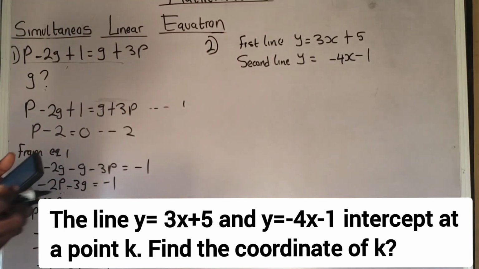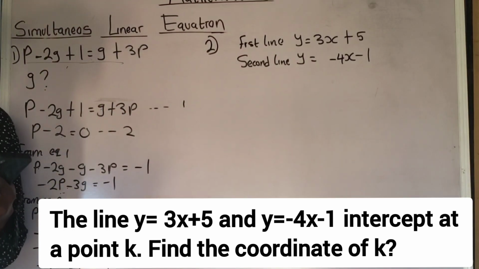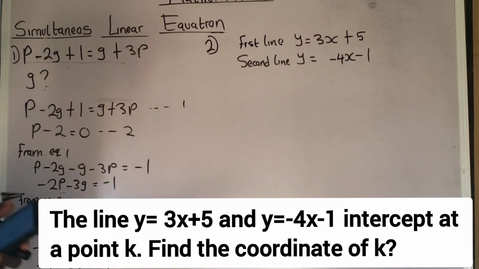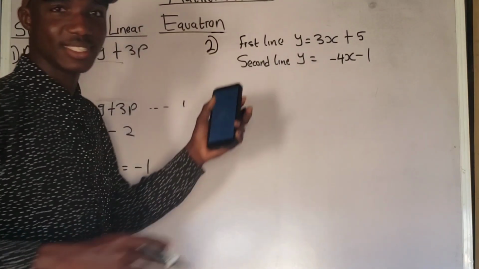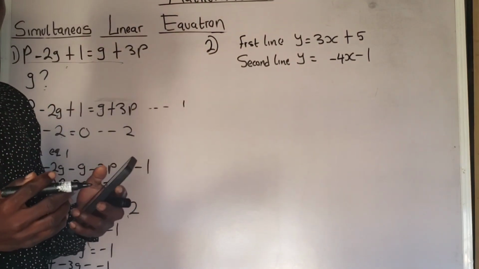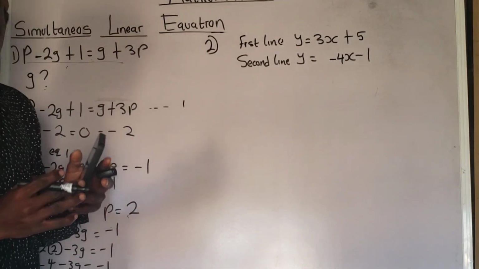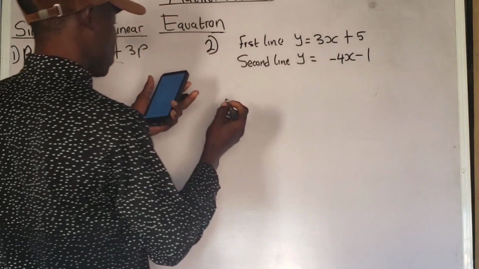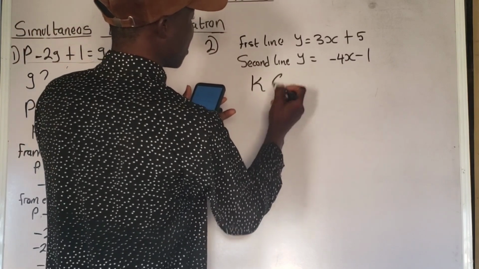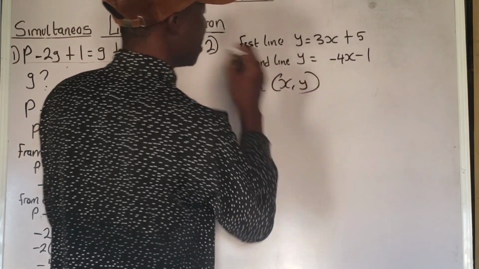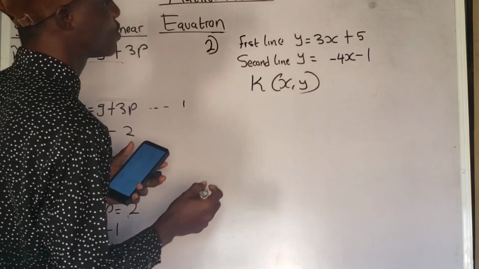Now, a point always has coordinates x and y, don't forget. So the values of x and y in this equation are what we are told to determine. That is the interpretation of that question. So now we are asked to determine the coordinate K, that is x comma y.